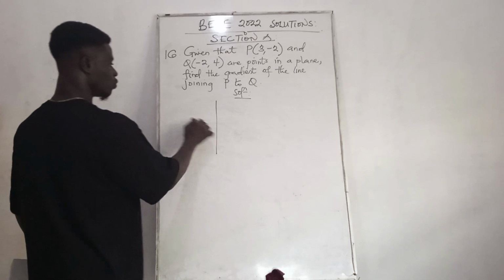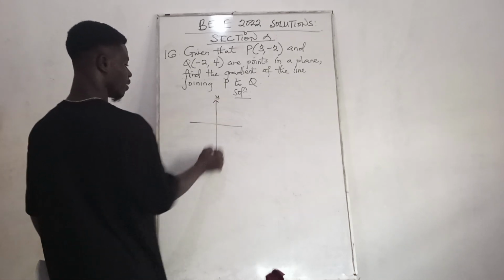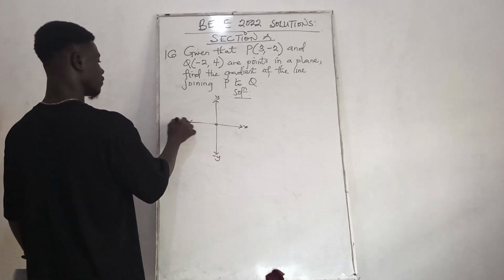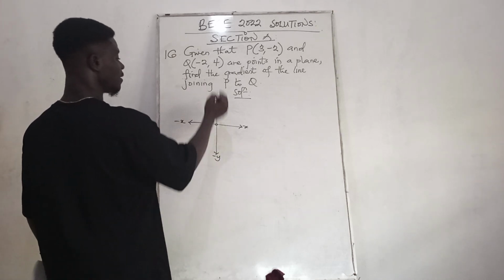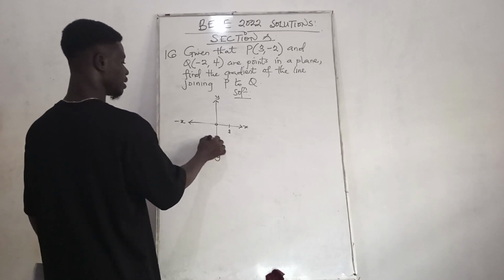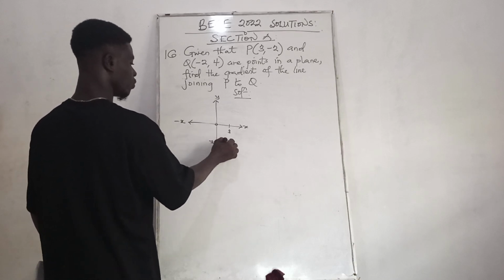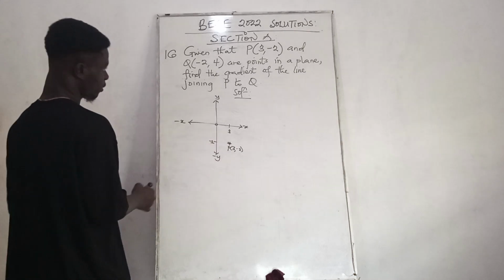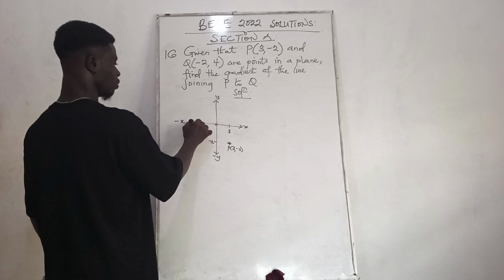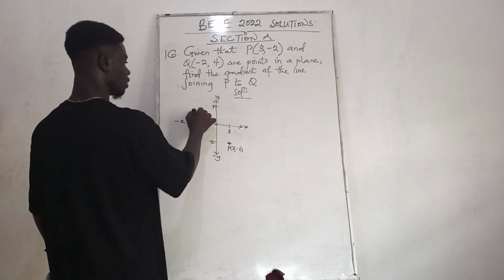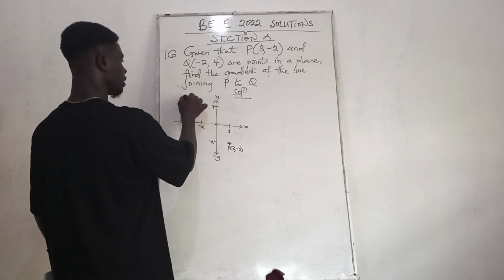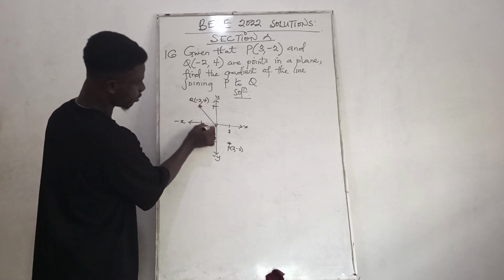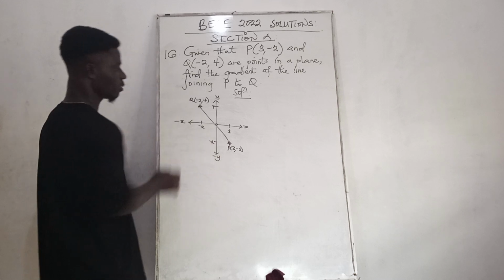So now let's do some rough sketch here. We have our y, negative y, x, our origin, then negative x. So (3, -2): 3, then negative 2 somewhere here. So we have our point here, point P, which is (3, -2). Then point Q, (-2, 4): negative 2, then let's see our 4 here. So we get our point Q here. Right, so now we join the points.